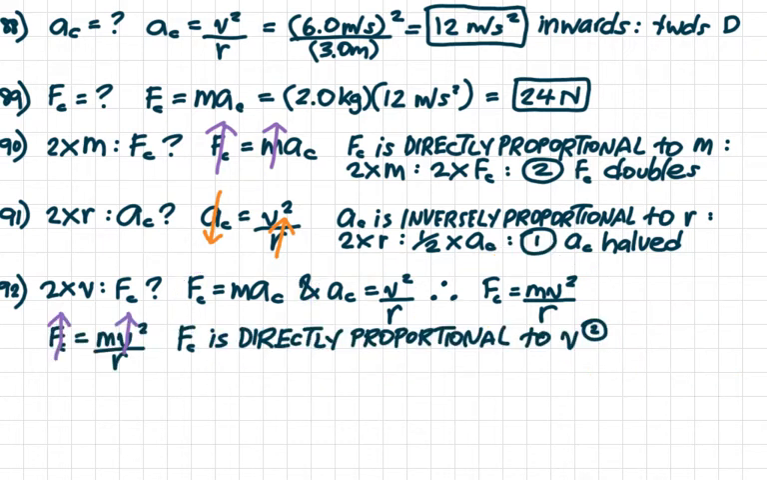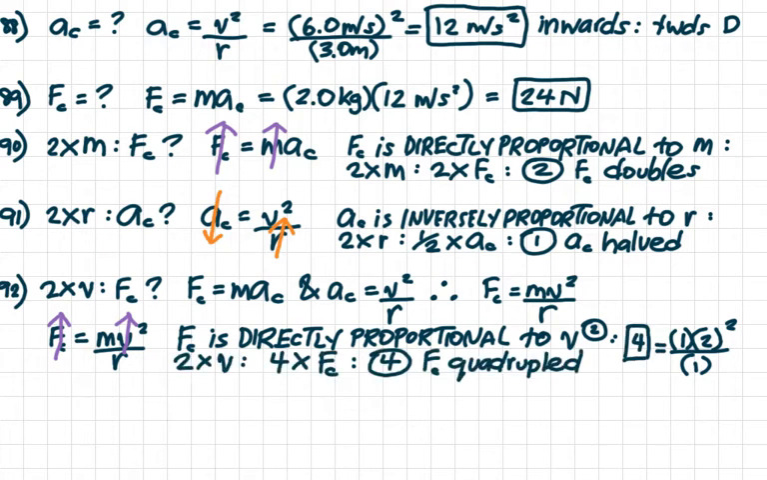So we see that the centripetal force is directly proportional to speed squared. It's not just directly proportional to speed, it's directly proportional to speed squared. And they said double the speed. Leaving the mass and the radius alone, if we double the speed, since speed is squared, we wind up with 4 times the centripetal force. Double speed, 4 times the force. So the centripetal force would be quadrupled if you double the speed.